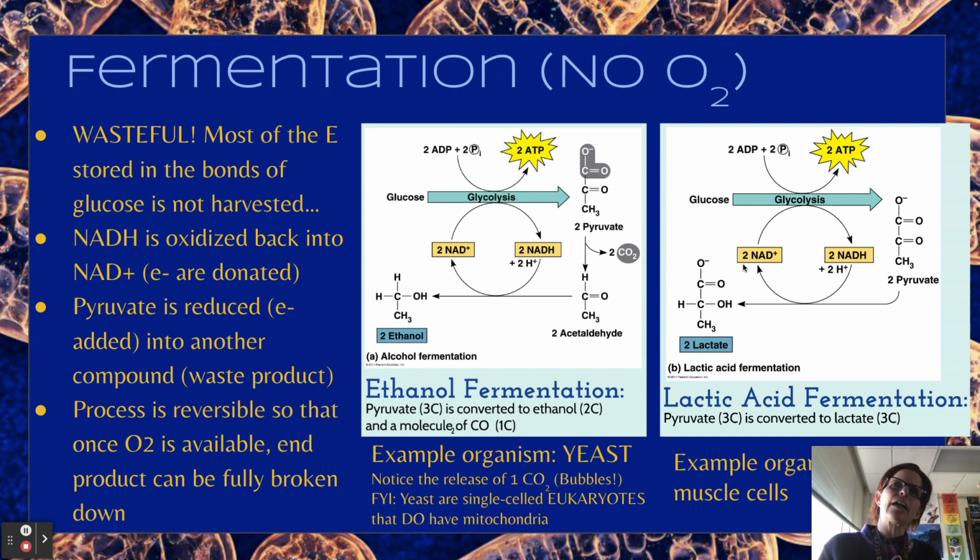And then what happens in our own bodies if we're exercising too hard or something terrible like lung cancer, asthma, we're not getting oxygen to our bodies. We can go into lactic acid fermentation. We can get a little bit of ATP from the process, but not enough to support a large multicellular organism.